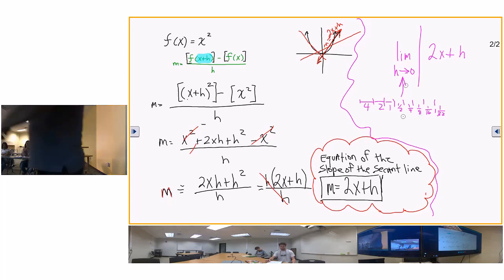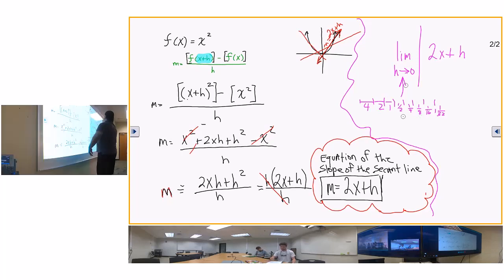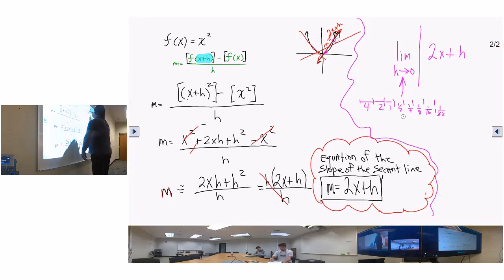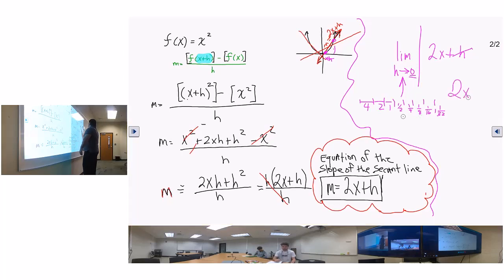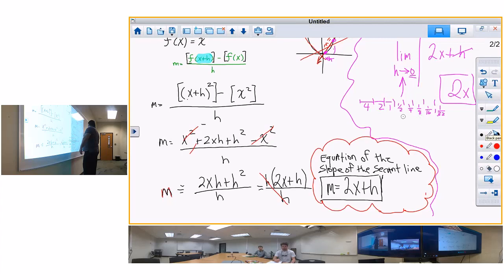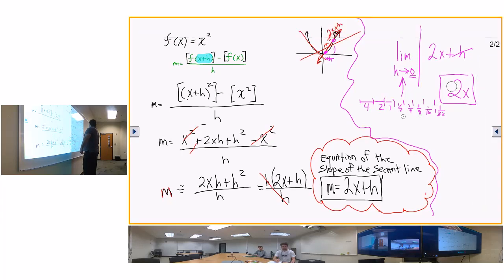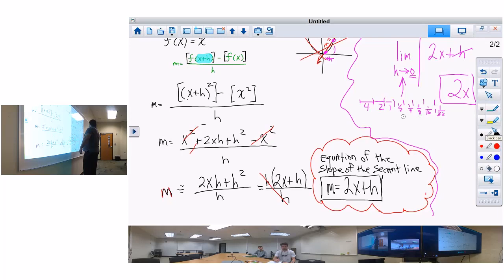Now, what happens when my h goes to this? So my h, here's my h right here. Okay? What happens when my h closes onto this point? It decreases, right? It goes to what? 0. When you put that limit theory with this, what does that h do? Goes out and you're left with 2x. That right here is called the equation of the tangent line.